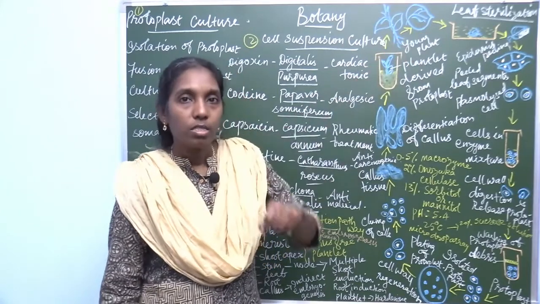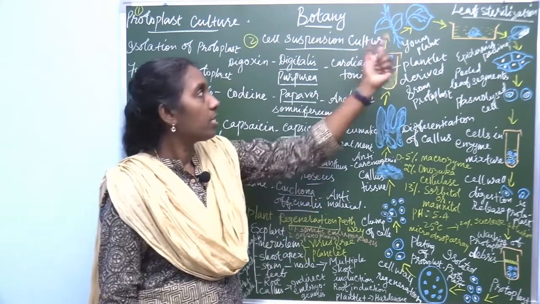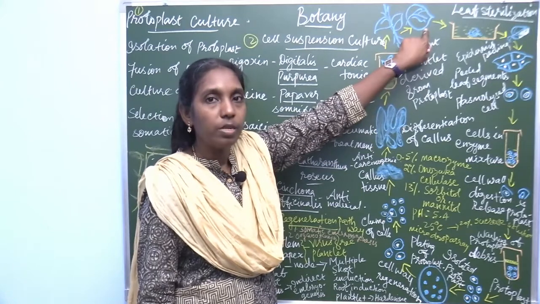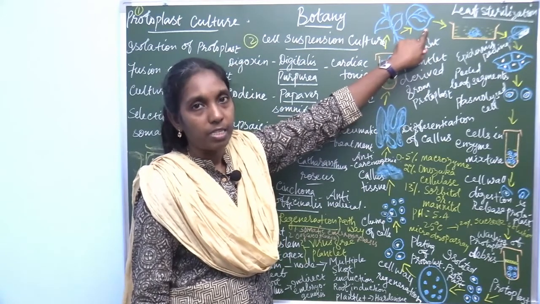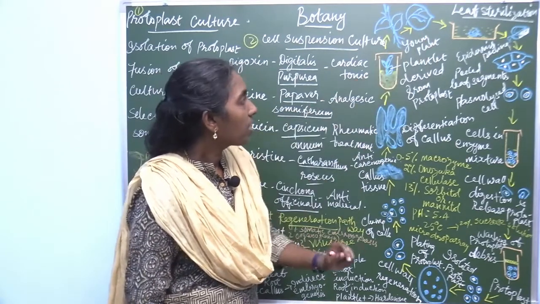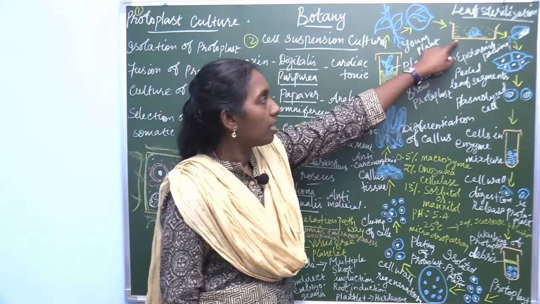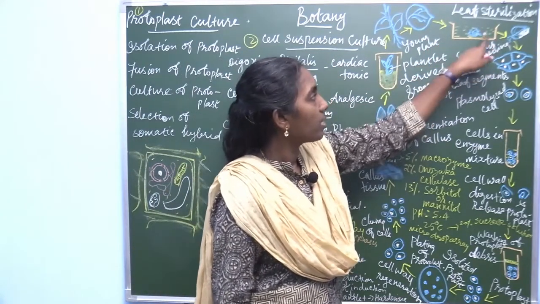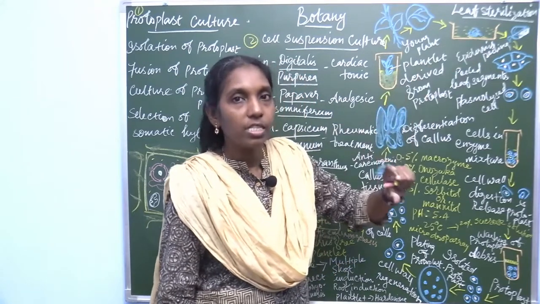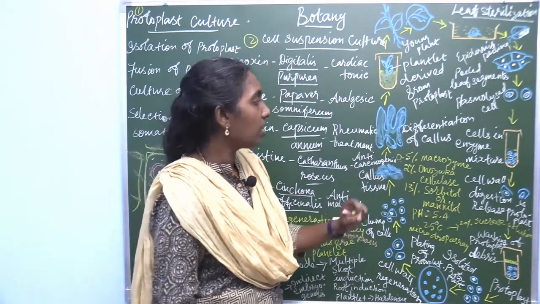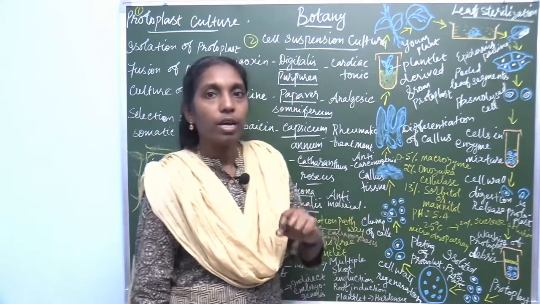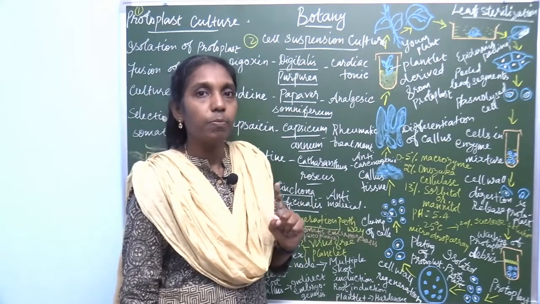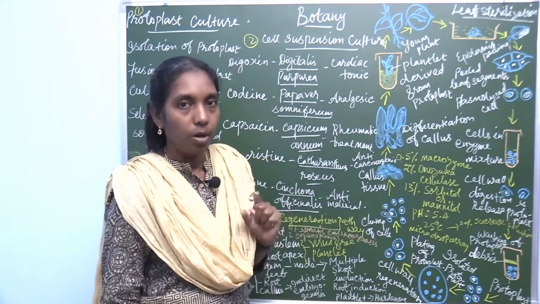So, to take out this protoplast, this leaf is immersed in the enzyme mixture. So, what are the enzymes used to immerse this leaf? Here this is the leaf sterilization. The leaf is treated with enzyme mixtures to isolate the protoplast. So, first step is isolation of protoplast.